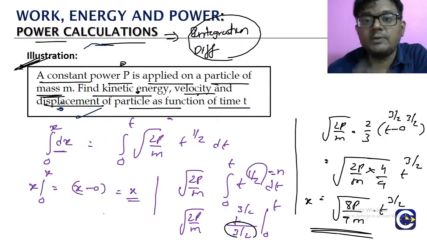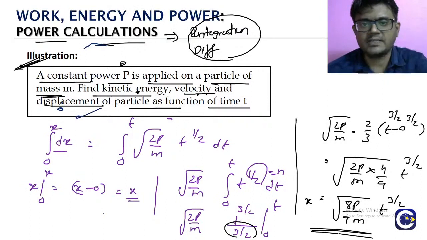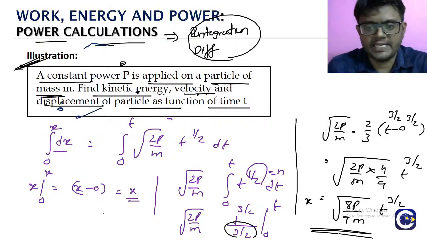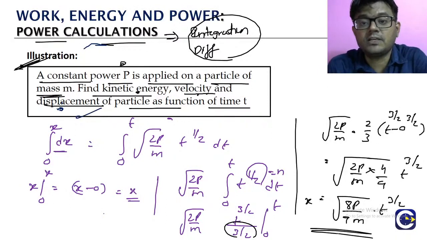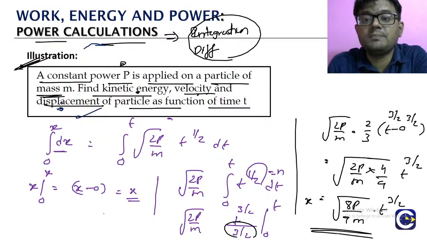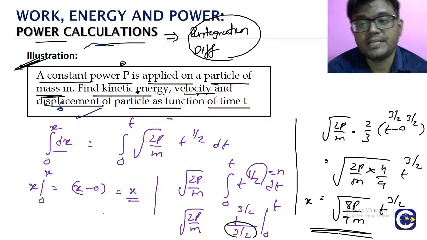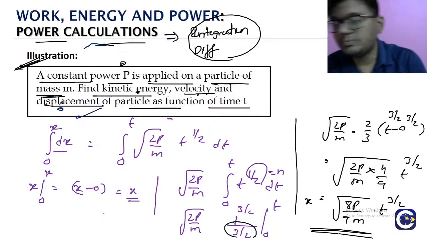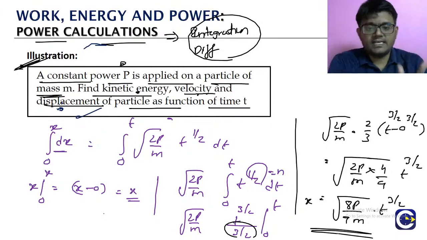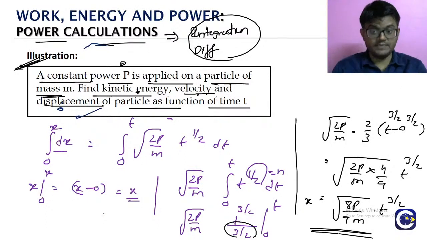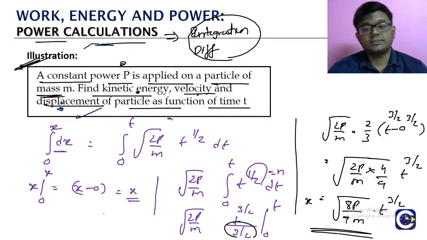Velocity is proportional to t power half. Kinetic energy will be the square of the velocity, right? What about the position? Position will be proportional to t power 3 by 2. So this is about an object starting from rest at, say, the origin and driven by a force which is giving constant power.